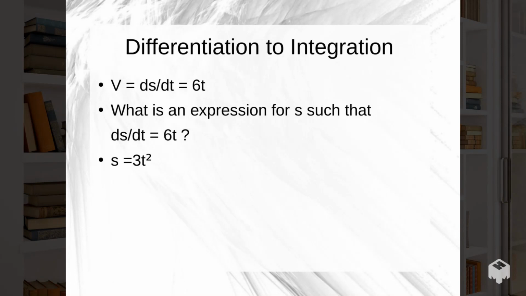And here is what it looks like in symbols. We have the velocity function v is described as ds/dt, which is equal to 6t. And the question is, what is an expression for s such that ds/dt is equal to 6t, the differential equation? And that achieves the position function s, which is equal to 3t squared.